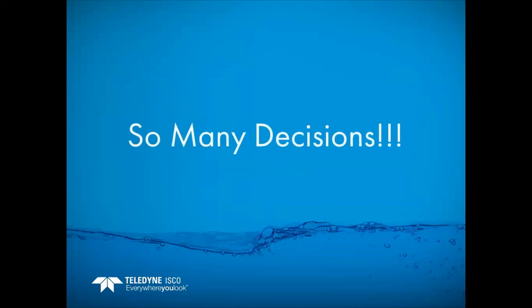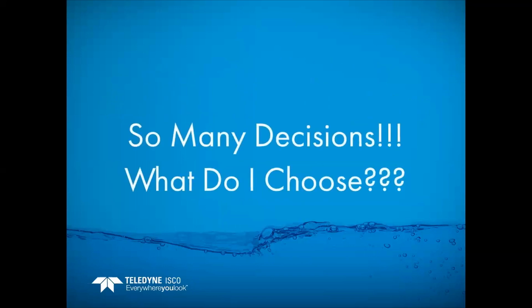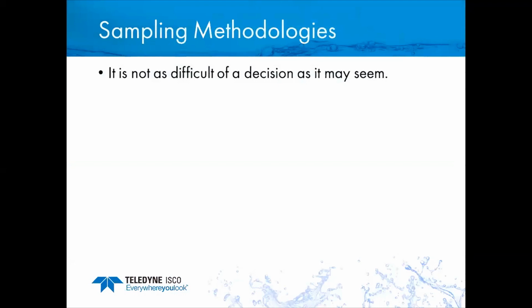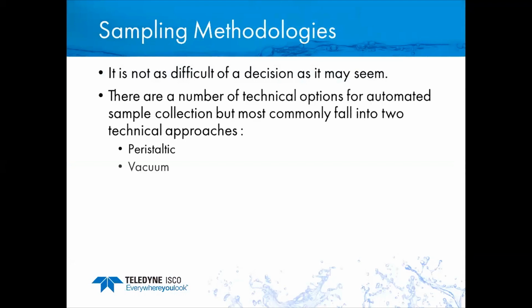There are a lot of decisions that one has to consider when making a determination about what instrument to purchase, and that helps you arrive at an answer to the question, which do I choose? It's not as difficult of a decision as it may seem. There are a variety of techniques out there for collecting automated samples, but the two most common technologies that you will see on the market are the peristaltic or the vacuum style samplers.